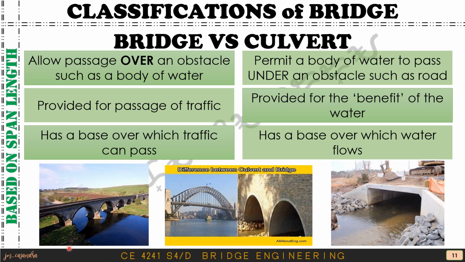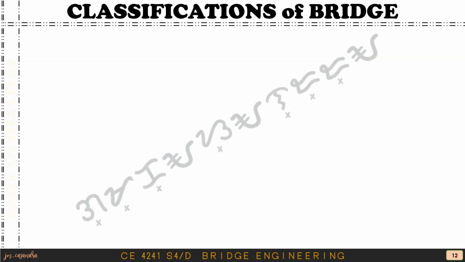So for a bridge, we have an obstacle, a body of water. It is built over the obstacle and it provides traffic flow. A culvert provides water flow. Most likely, there will be a roadway built over it, or some structure built near it, so we avoid water flow passing through that structure. Okay? Next, we have classification based on structure or the superstructure.